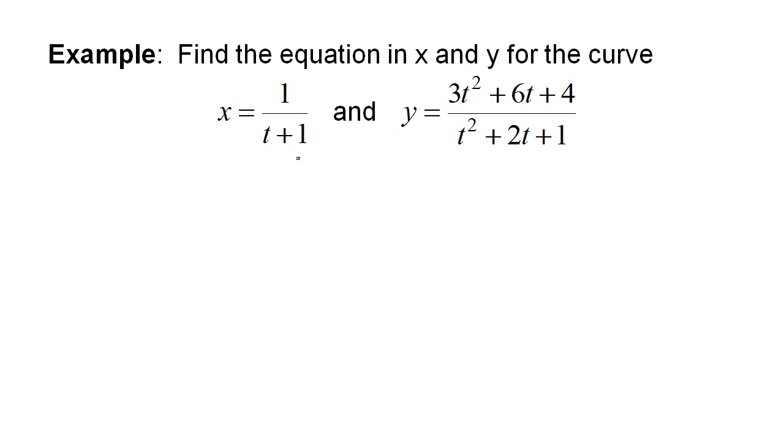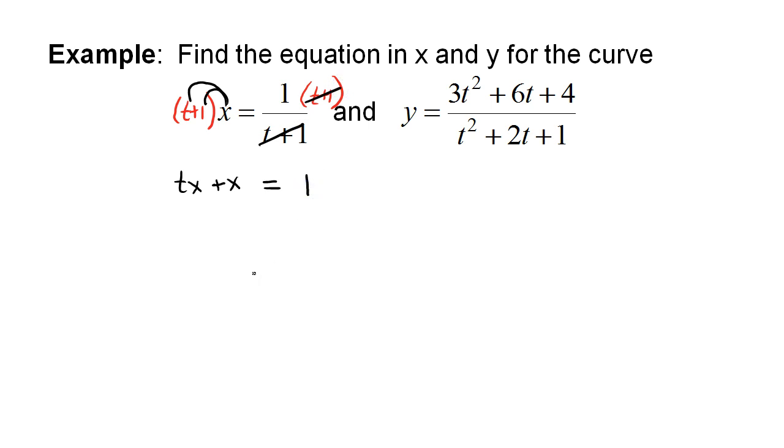Alright, this one looks a little more challenging. I need to take one of these equations and solve it for t. This one looks a little bit better, so I'll go with that one. So first thing I'm going to do is multiply both sides by t plus 1 in order to get the t out of the denominator. So that gives me tx plus x because I'm multiplying through by x. On the right side, all I have is a 1.